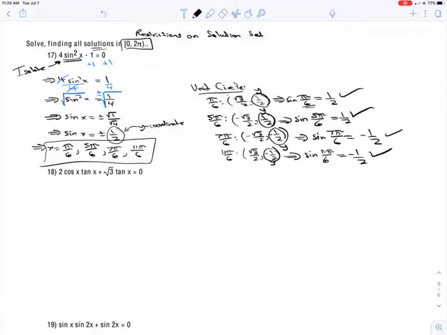These were, again, working with special angles. Didn't need a calculator to get them. But again, a lot of algebra involved in these problems. All right, let's go to 18.